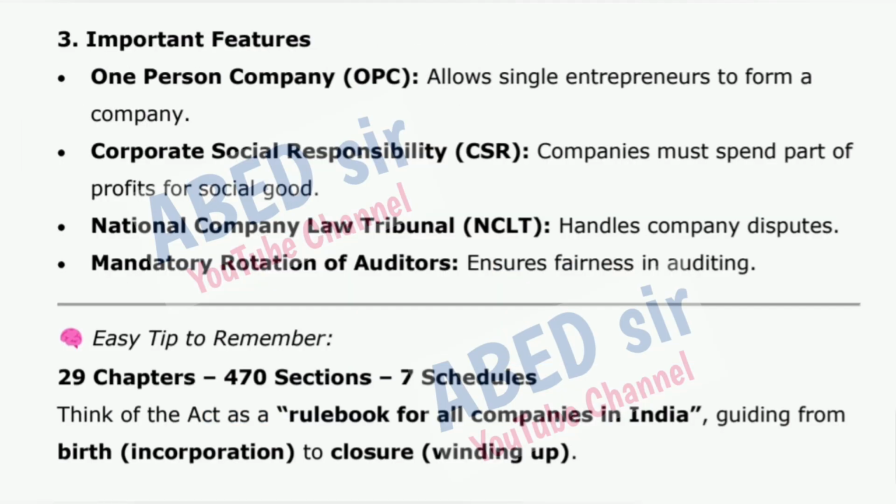3. Important features. One-person company, OPC, allows single entrepreneurs to form a company. Corporate social responsibility, CSR: companies must spend part of profits for social good. National Company Law Tribunal, NCLT, handles company disputes. Mandatory rotation of auditors ensures fairness in auditing. Easy tip to remember: 29 chapters, 470 sections, 7 schedules. Think of the Act as a rulebook for all companies in India, guiding from birth, incorporation, to closure, winding up.